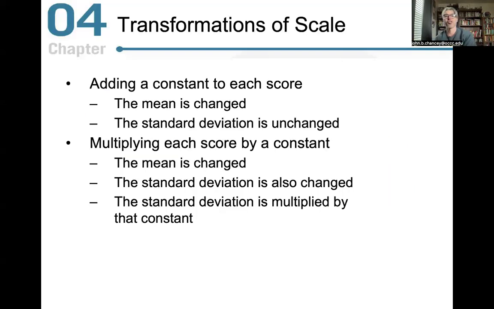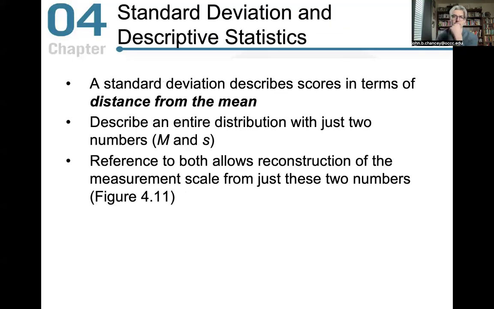What happens if we transform our scale? If you add a constant to each score, it would change the mean, but it wouldn't change the standard deviation. However, if we multiply each score by a constant, the mean is going to change and the standard deviation will be changed as well. Essentially, we're multiplying the standard deviation by that constant. Meaning, if you add 1 to every value in your data set, the standard deviation would not change. But if we multiplied everything by 2, for example, that would be the constant in this case, and that would change our deviation and our mean scores.